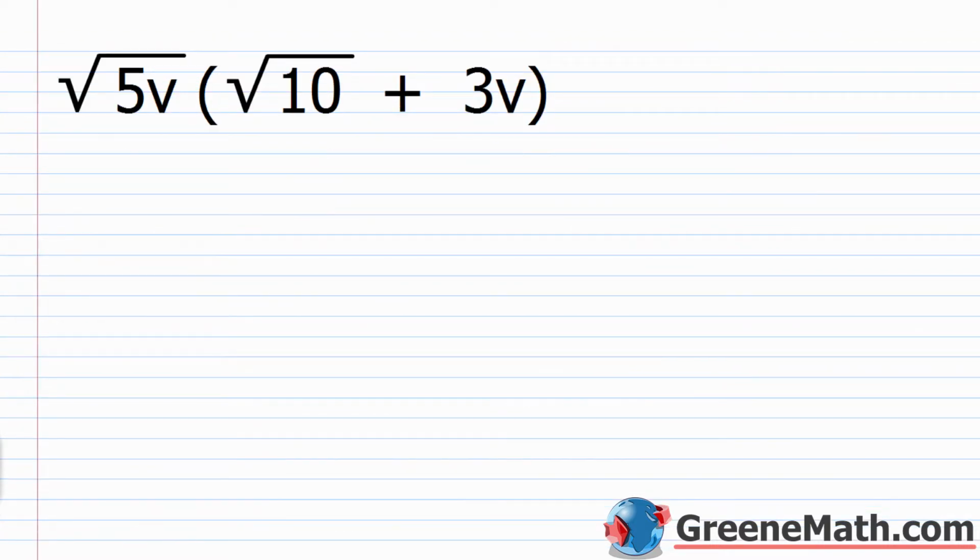So what we're going to do now is we're going to use all the knowledge we've gained so far, and we're just going to look at some typical problems that you will encounter with radicals. I'm keeping it very simple here for Algebra 1. When we get to Algebra 2, college algebra, we're going to look at some very, very difficult problems. So for right now, let's just keep it simple, and let's start out with the square root of 5v times the quantity, the square root of 10 plus 3v.